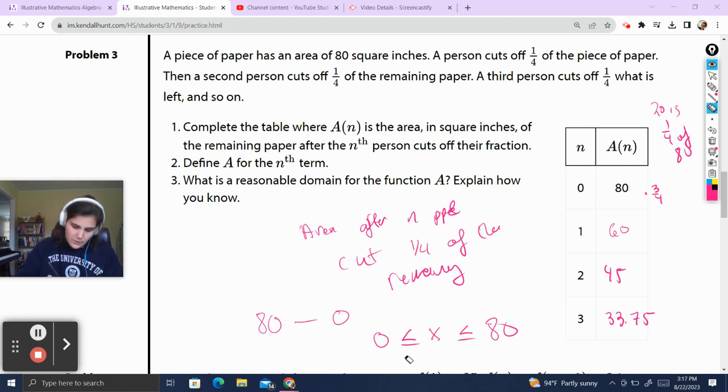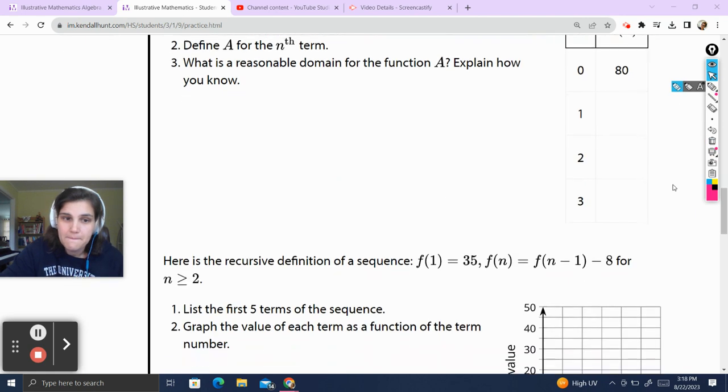What we could actually do is say, okay, well, the paper's never actually going to go to 0, so just have it always greater than 0. And that's actually a calculus fact that you'll learn someday, but not yet. And we're done. The domain is x is in between 0 and 80. Let's go on to the next question.